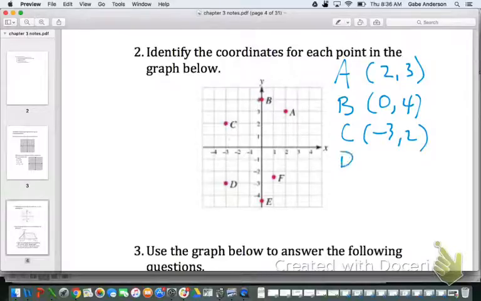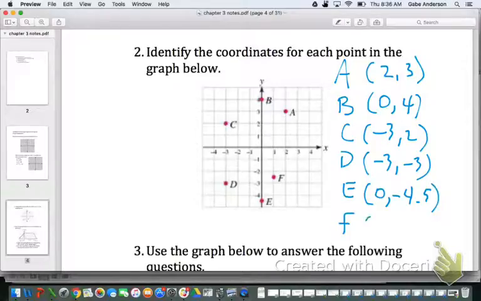Next up is D. Jake. -3, -3. Yep, -3, -3. Very good. Danny, how about E? 0, -4.5. Yeah, I agree. It's kind of in between the -4 and the -5, isn't it? Yeah. So 0, -4.5, I think makes sense. And then Ben, how about F? That is 1, negative 2.5? Yep, I think kind of similar to Danny's, it's kind of in between there, isn't it? So negative 2.5 seems reasonable. Chapter 3, off to a good start.